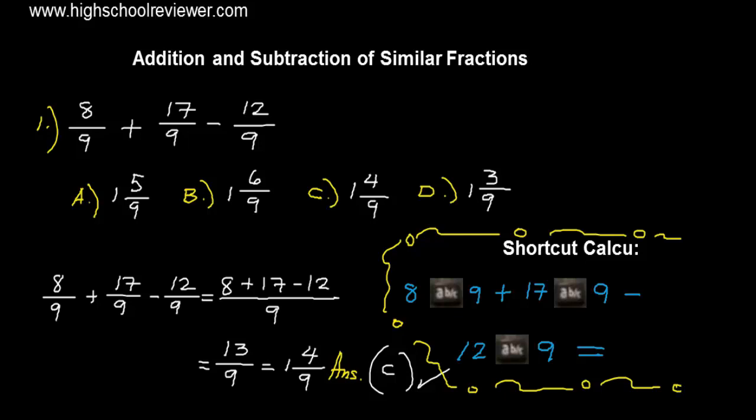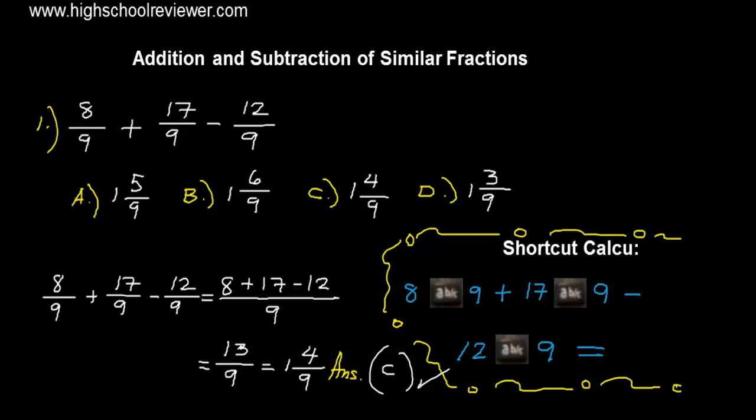Here now are the answers to the exercises under the addition and subtraction of similar fractions. Number 1, here's our problem and here are the choices. The solution is here. We will just copy the denominator and add all the numerators. After this, we will simplify.